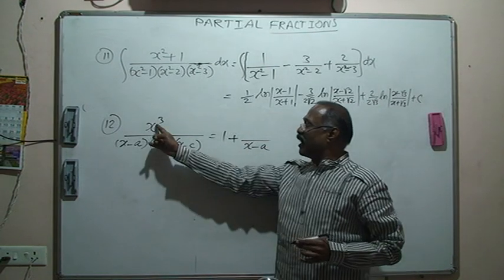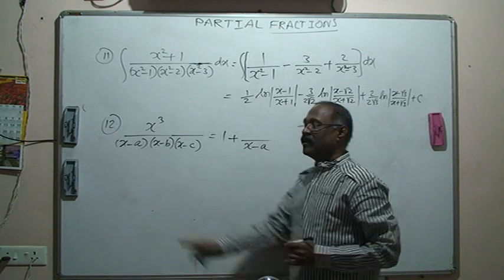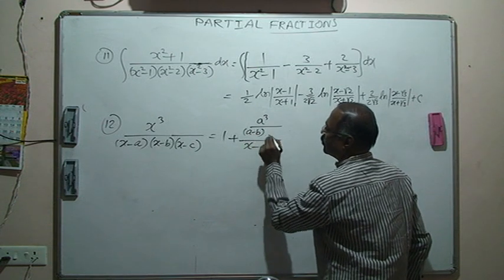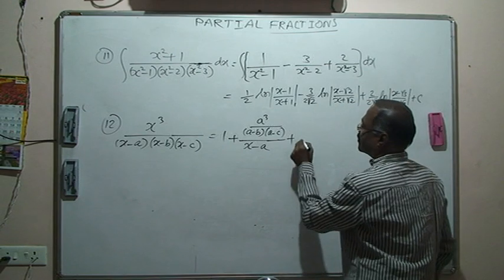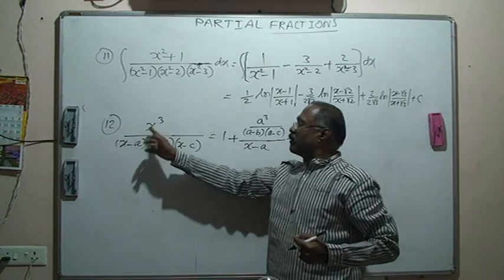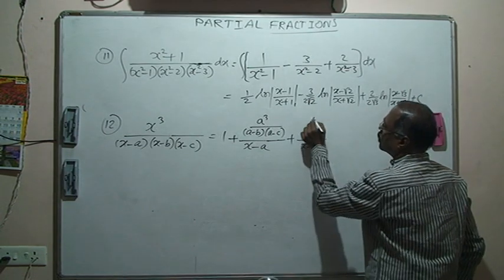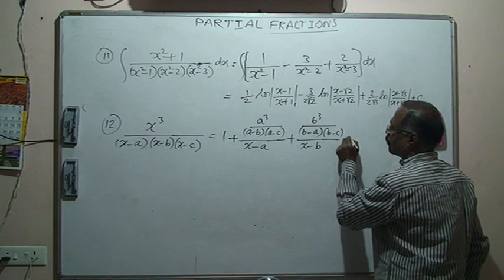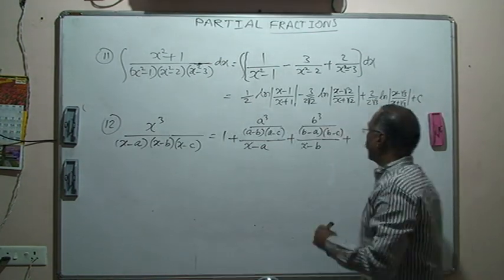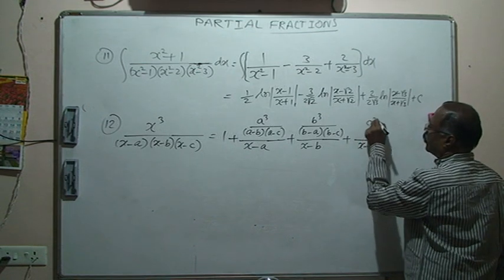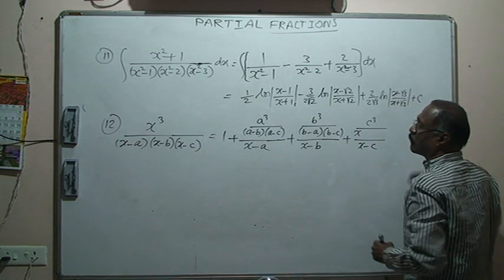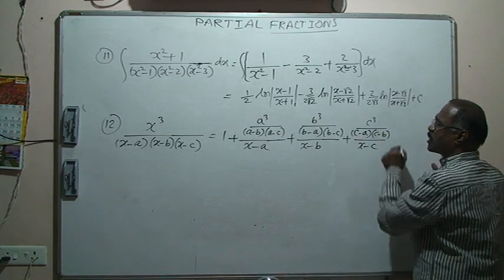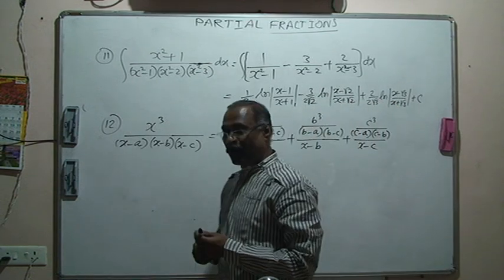What is that? Put x equal to a everywhere, but not there. So what is that you get in the numerator? A cube divided by a minus b into a minus c. Next, x minus b, please. Put x equal to b everywhere, but not there. So b cube divided by b minus a into b minus c. Next, put x equal to c everywhere, but not there. So x minus c, c cube divided by c minus a, c minus b. Done, please. That's all. Only one step to write this.